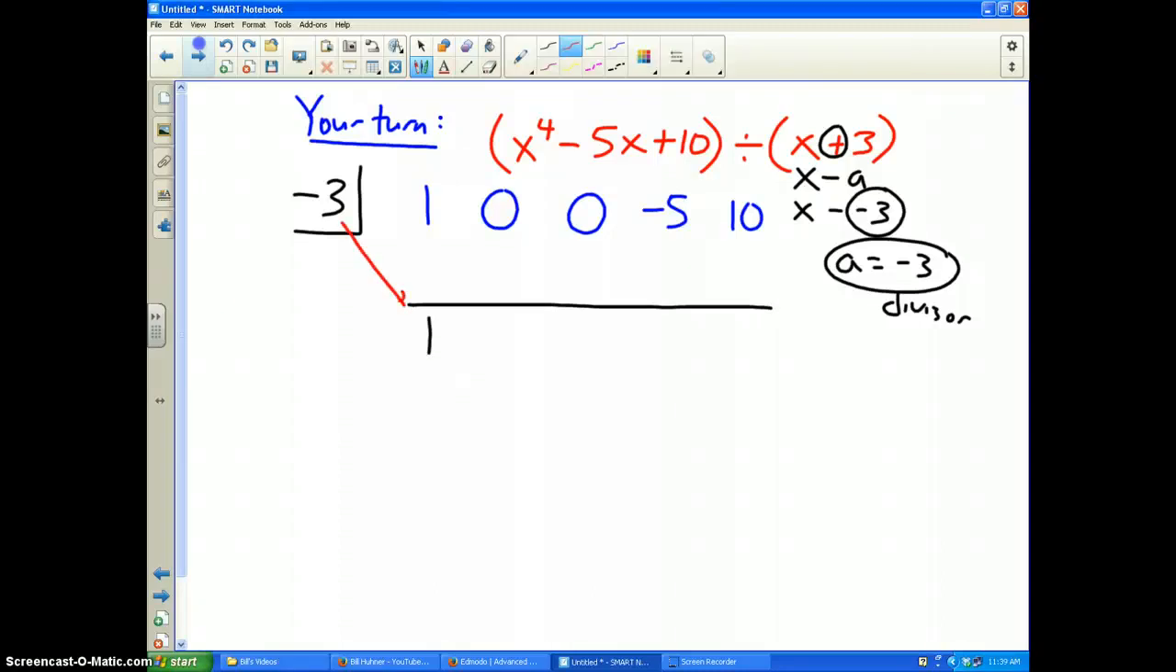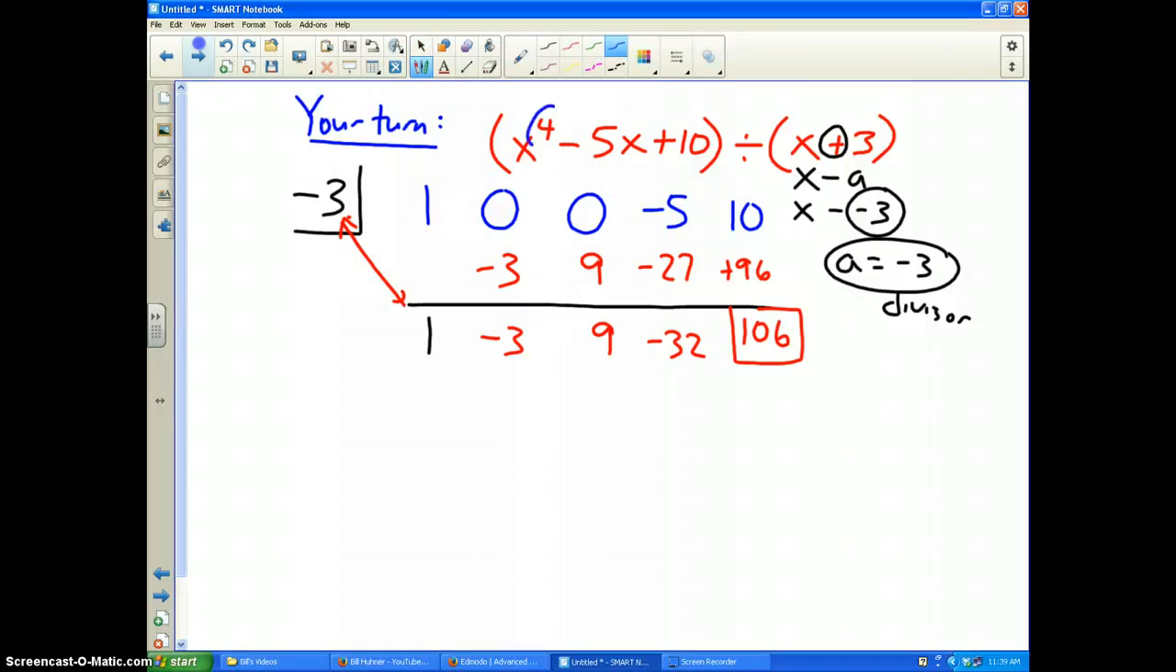We multiply. Negative 3 times 1 is negative 3. Add them together, you get negative 3. Negative 3 times negative 3 is 9. Add them together, I get 9. Negative 3 times 9 is negative 27. I add those, I get negative 32. And then negative 3 times negative 32 gives me positive 96. And when I add those together, I get a remainder of 106. Sometimes they get really large.